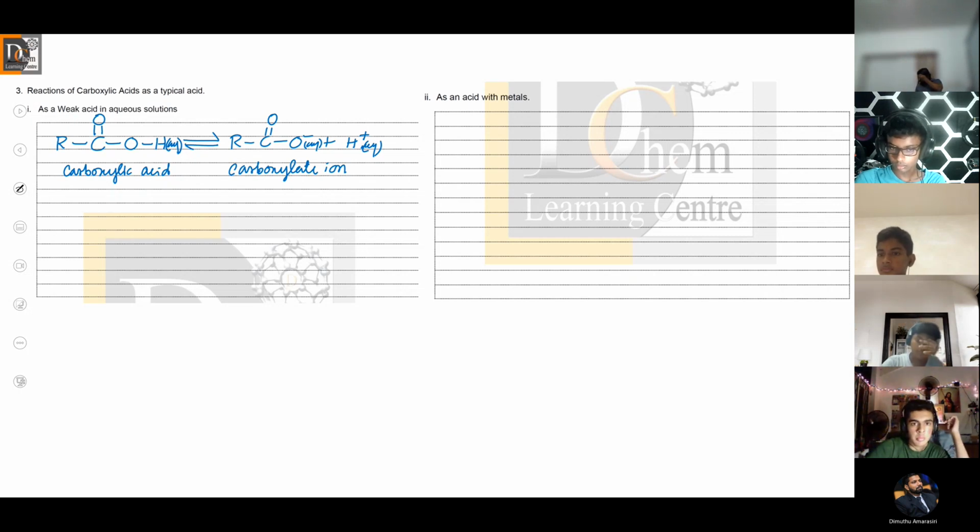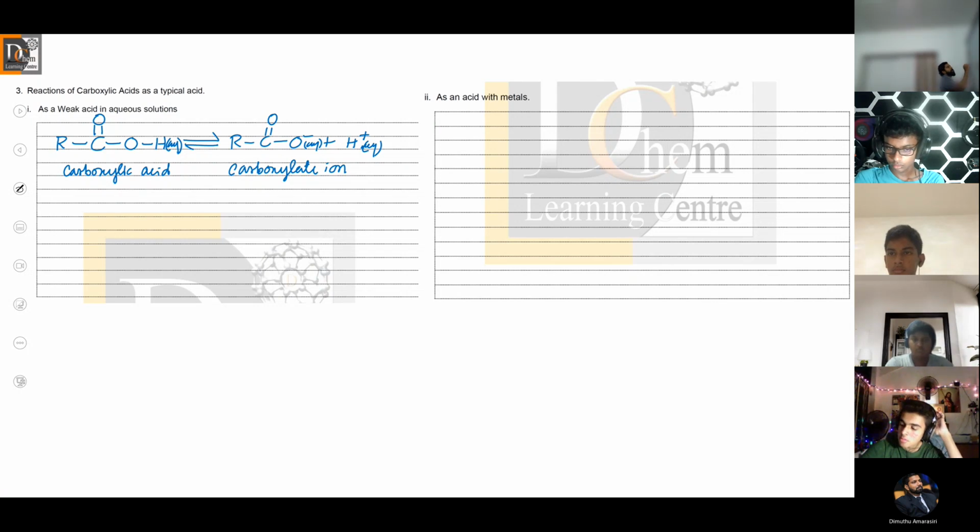Yeah, aqueous solution, of course, but not as good as normal acids. Why? They undergo what dissociation? Incomplete reversible dissociation. So there are not a lot of ions produced. Yeah, even though ions are there. That's a very good question.